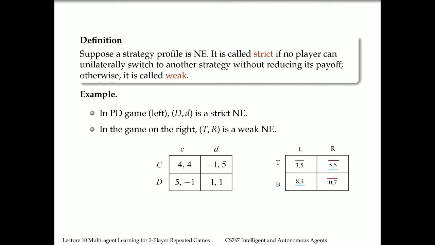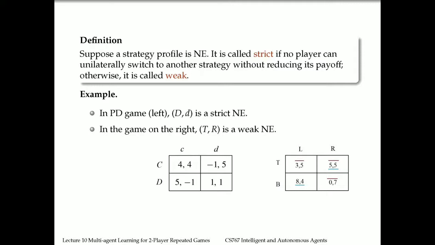On the other hand, we have another game which is on the right. You can see that TR is a Nash equilibrium, but in this case, suppose you have player 2 changing from R to an L, right? This will give us an outcome of TL, and the payoff to player 2 is not affected. It is in fact still 5. So this means that this TR is only a weak Nash equilibrium.